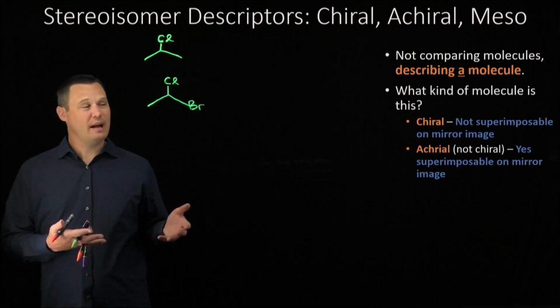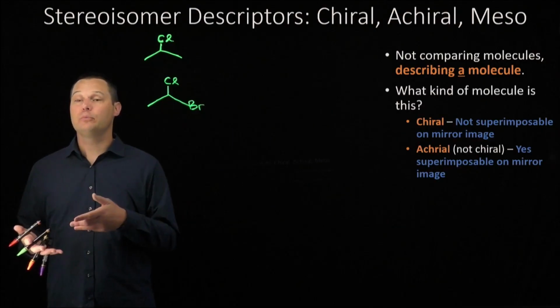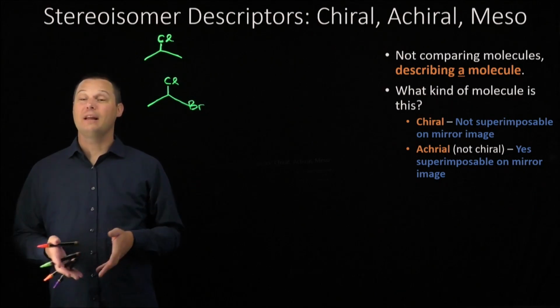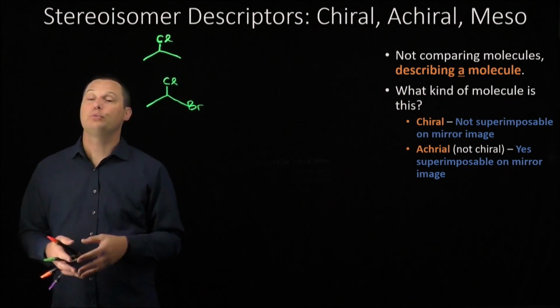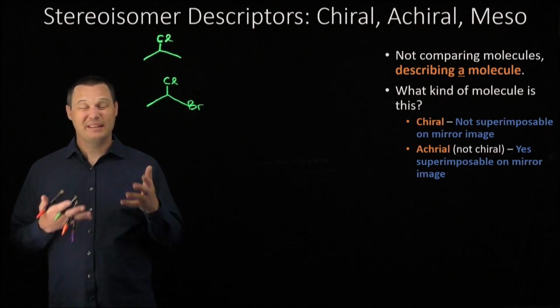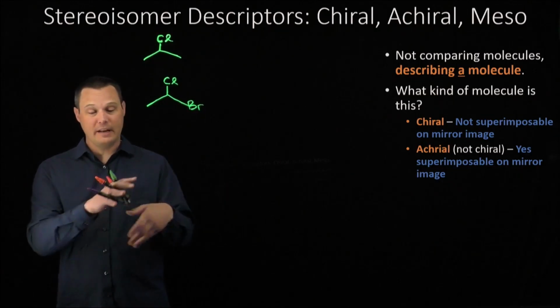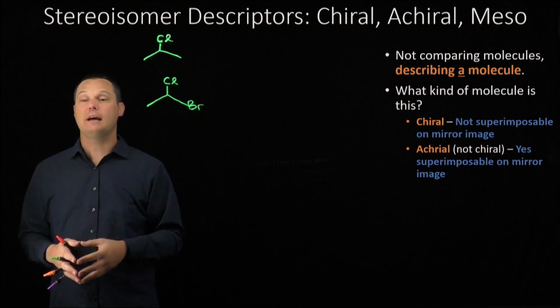A molecule is chiral if it is not superimposable on its mirror image. The opposite of chiral is achiral, not chiral. An achiral molecule is, yes, superimposable on its mirror image. This isn't about wedges or labels, it's about whether you can take one molecule and rotate it and manipulate it to sit perfectly on top of another molecule.